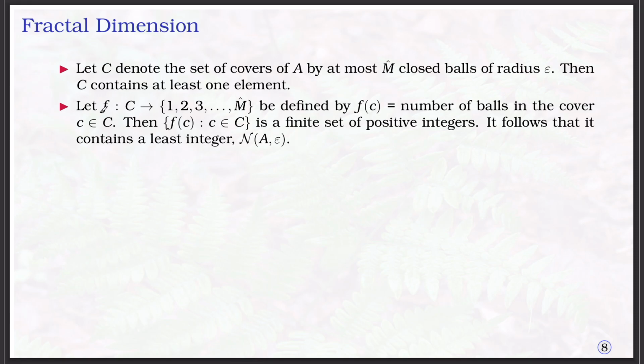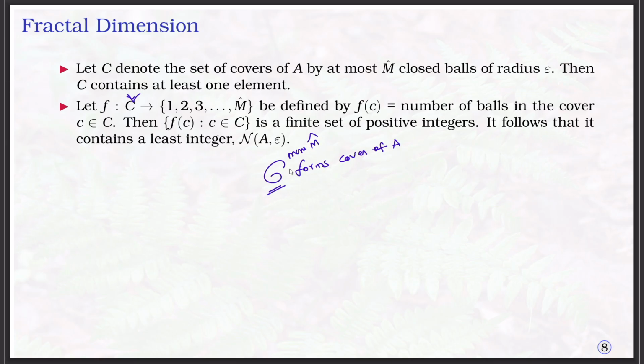Now, F containing at least one element. I am defining the function F from C to the finite set 1 to m bar, defined as follows: if you are taking one cover C in C, it maps to the number of balls in the cover C. If this C forms a cover of A, then C has a maximum of m bar closed balls. So F of C denotes the number of balls in the cover.